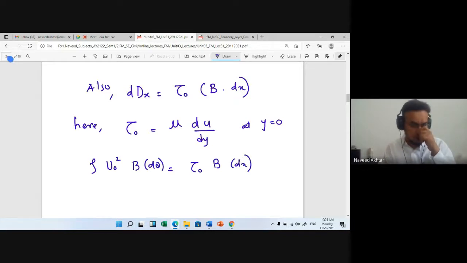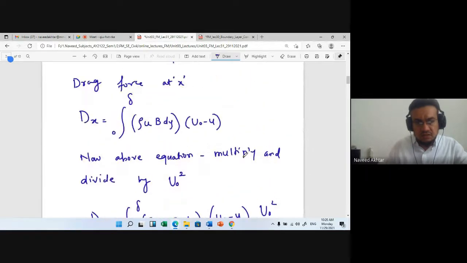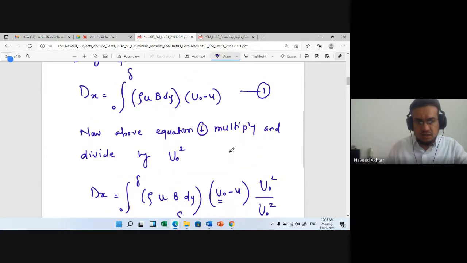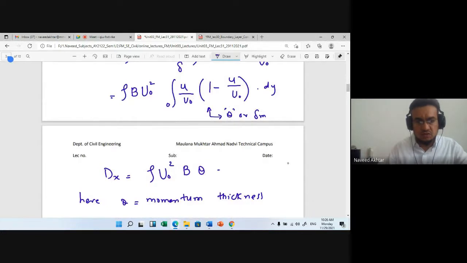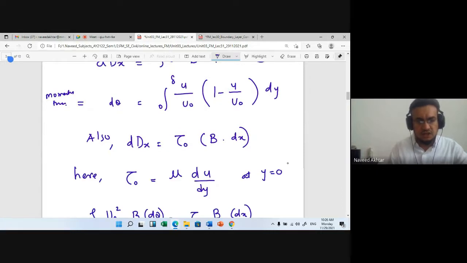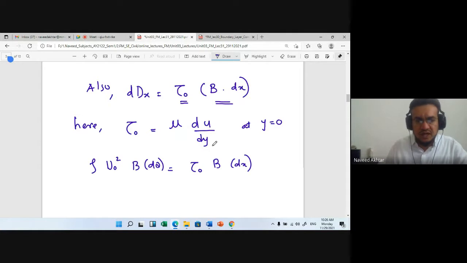By putting all these terms into the above equation, this is equation 1. So multiply equation 1 and divide by u0 square, and we get this, which is equation number 3. And you know that d theta is the momentum thickness. Also dD by dx is the shear stress into that small area, due to the viscosity, and tau 0 is also mu times dou u by dou y at y equal to 0.